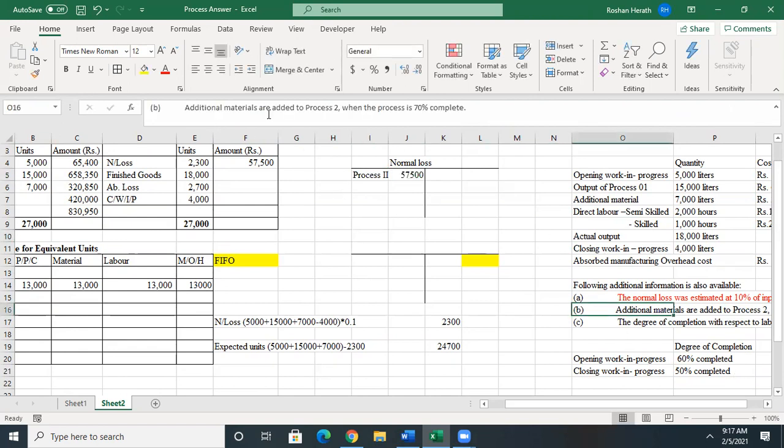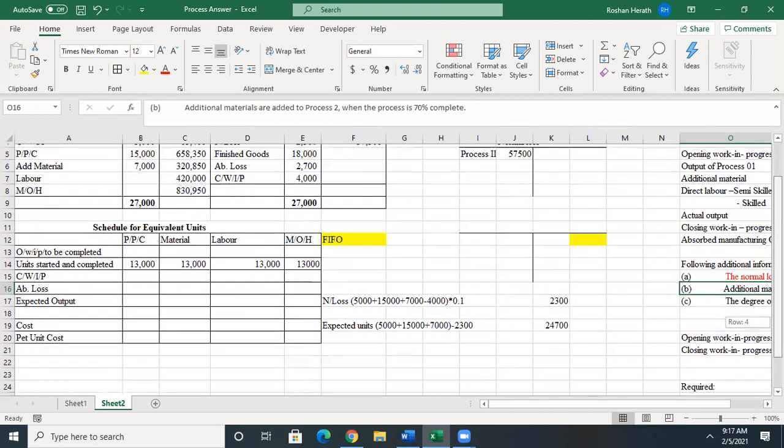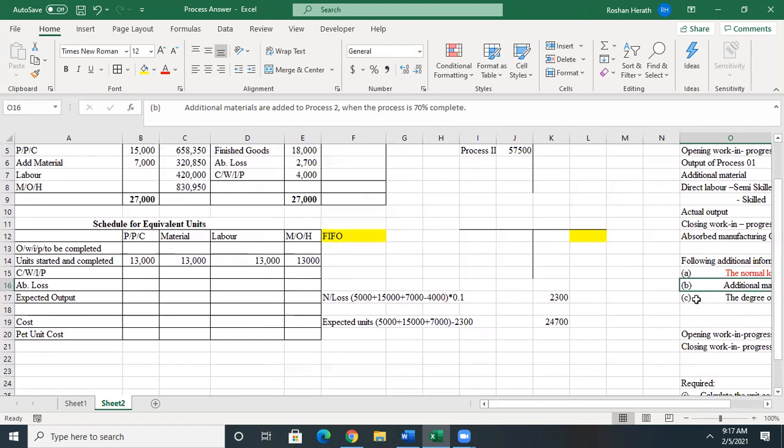Then it says that additional materials are added to the process 2 when the process is 70% completed. Okay, here you need to be a little conscious. When it comes to the additional material, it is added to the process only when the process is 70% completed. Process එක 70ක් complete වුණාම තමයි additional material add කරන්න.